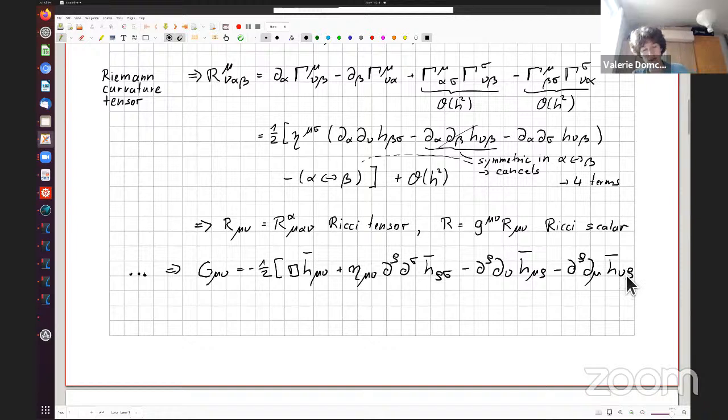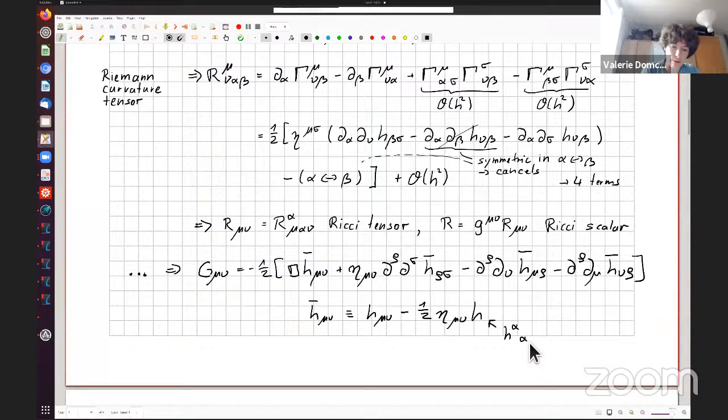Now you see why I took this shortcut beforehand, because with all this index writing, I'm bound to make some mistakes. Here I've introduced this object h bar, simply because it makes the expression more compact. It is given by the original h mu nu, our perturbation, minus 1/2 eta mu nu h, where h is the contracted version, so this is h alpha alpha. I essentially subtract the trace, and this makes my expression more compact.